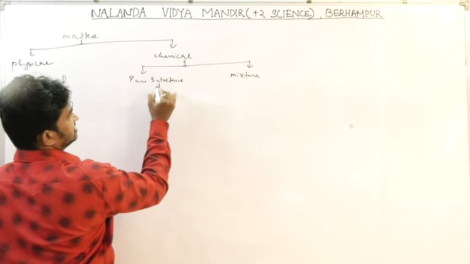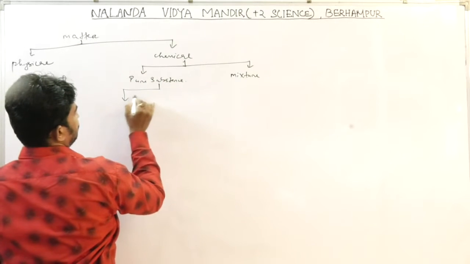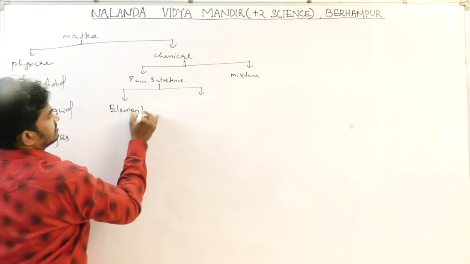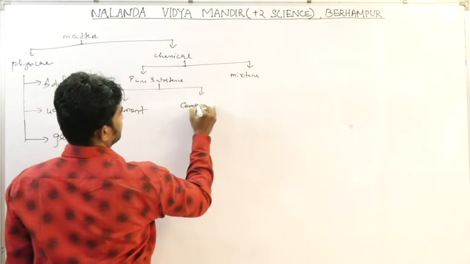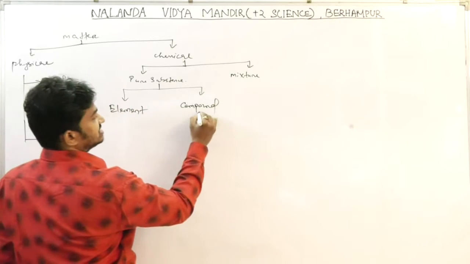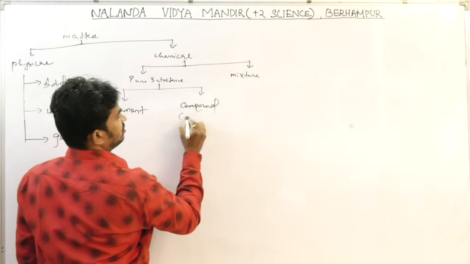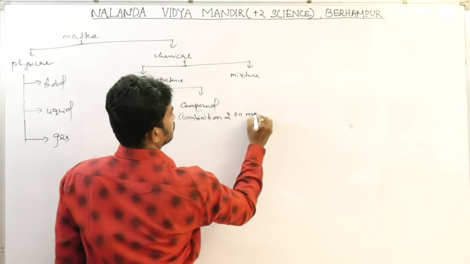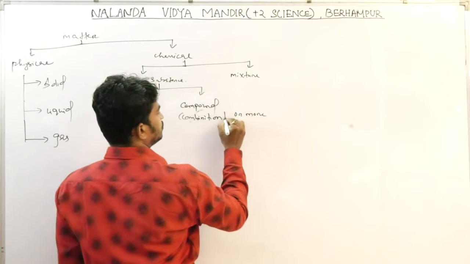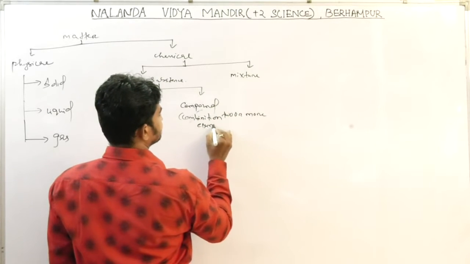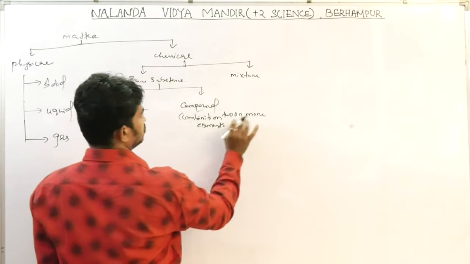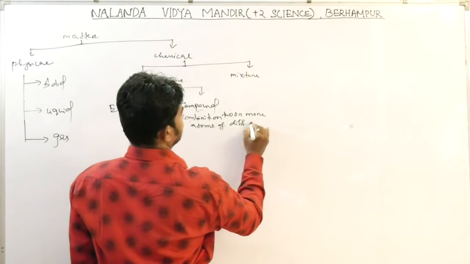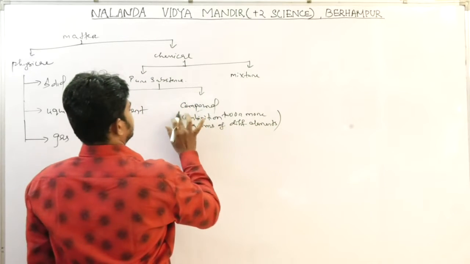Similarly, this pure substance from the chemical classification of matter is again classified into two parts, that is element and compound. Compound means it is the combination of atoms of two or more different elements. So this is the compound.